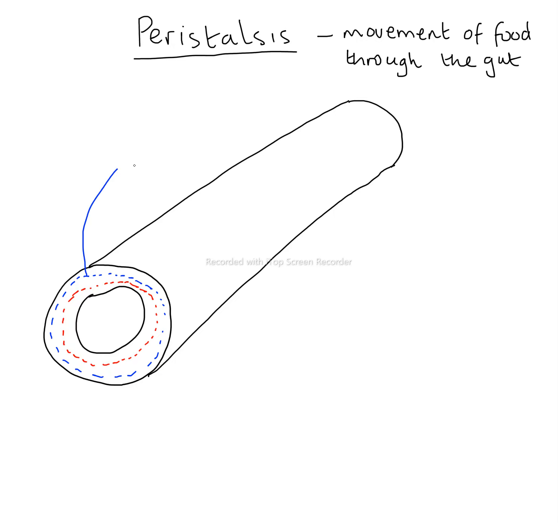The first one we could call circular muscles. The second lot we can call longitudinal muscles. Right, those two together work to push food through the gut.